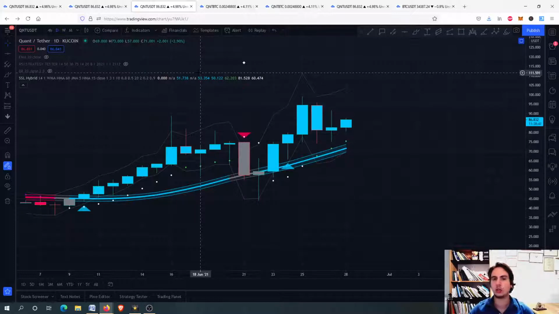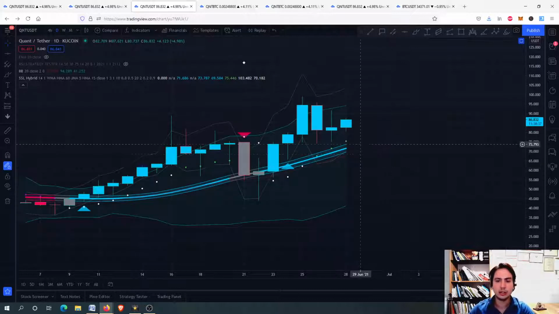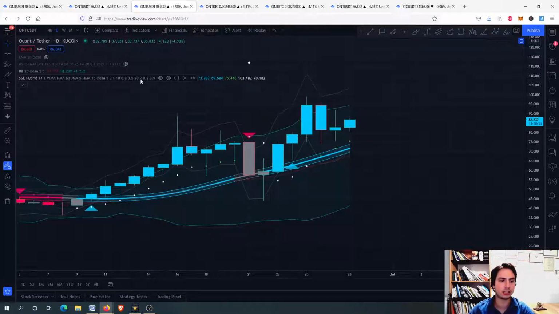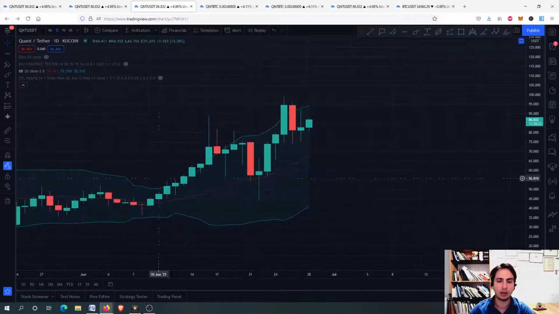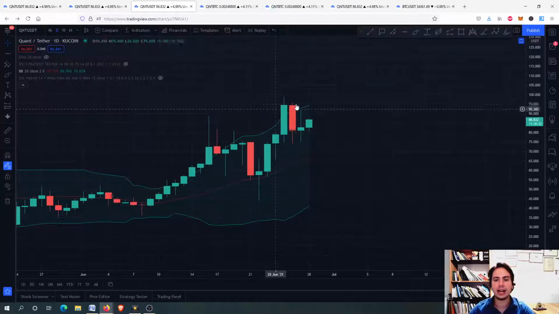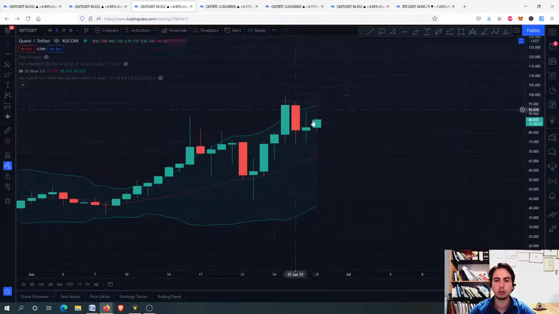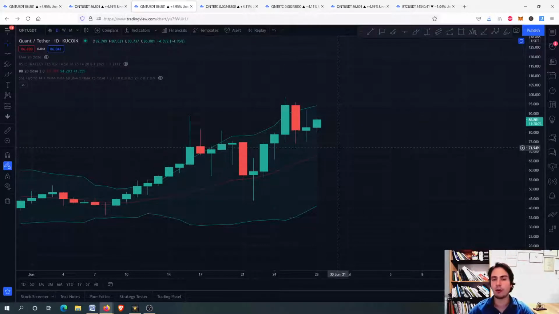Should we only trust this indicator? No, we should combine other indicators as well. You can see on the Bollinger Bands that we are going along the top line of the Bollinger Bands. Now we had a correction right here, and we want to see if we will have another impulsive wave right now, or we are stopping and correcting for a bit for QNT, for Quant, right?